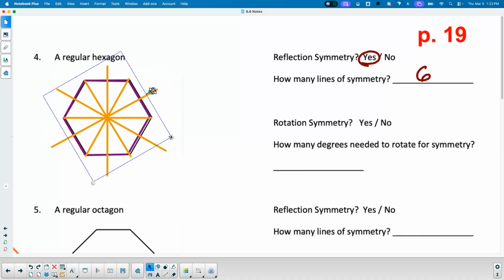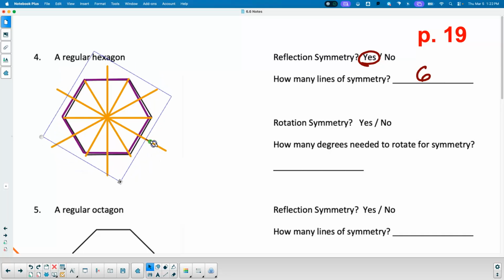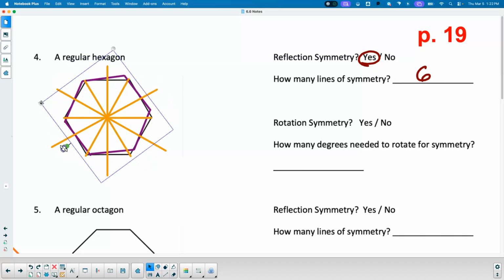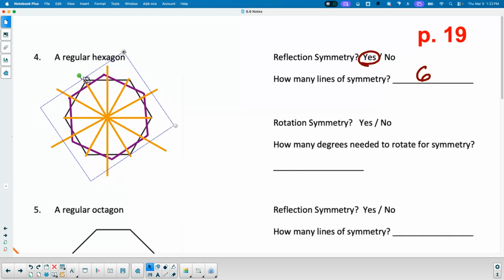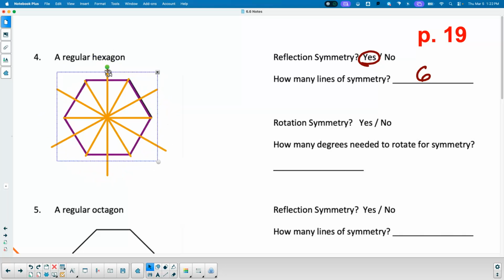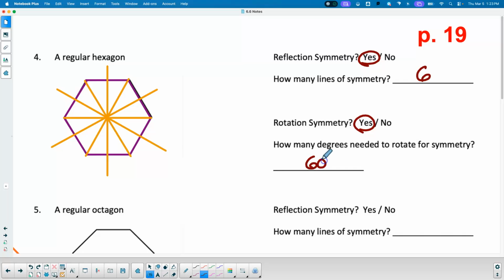Once, twice, thrice, 4, 5, and 6, right? Okay. So what would the degree measure be then? 60 on each one. So you rotate it 60 degrees and it's back onto itself. 60 degrees back onto itself. 60 degrees back onto itself. So on and so forth.